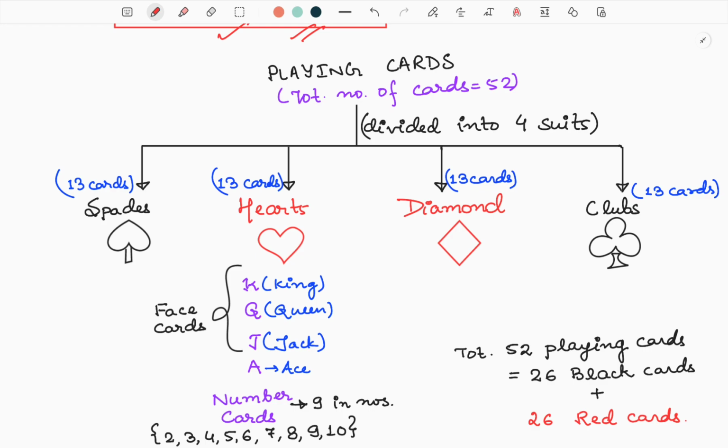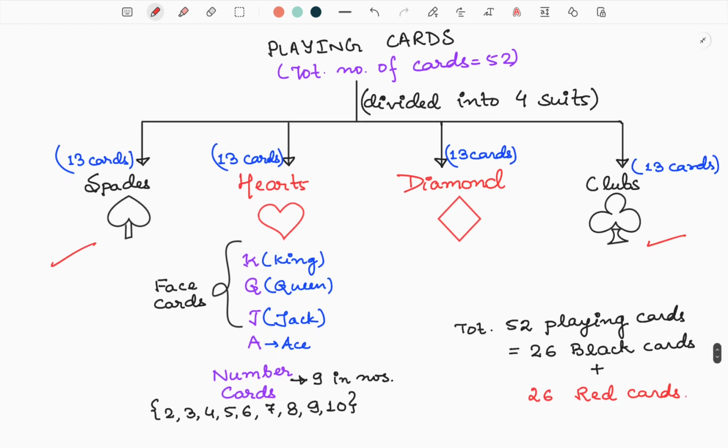Now there is a particular name for each suit. There are two colors of suits, red and black. So heart and diamond are red cards, spades and clubs are black cards. Here I have drawn the symbol of how the spade card looks. In spades and clubs, these signs appear on every card. Now you have to keep in mind that the 52 playing cards consist of 26 black cards and 26 red cards. So red cards come from hearts and diamonds, and black cards come from spades and clubs.